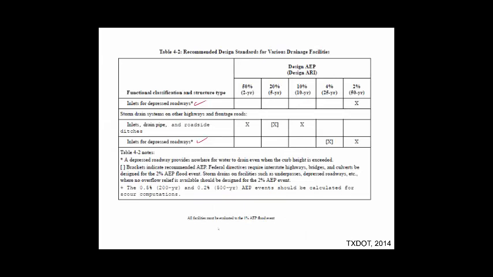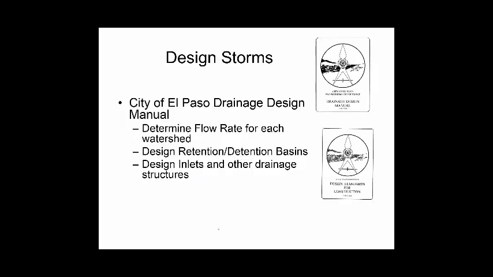Okay, so you need to check if it's not TxDOT property or highway. You need to look at the city design features, and we'll look at that. So you look at the El Paso drainage design manual to then determine the flow rate for each watershed. If you're going to design retention or detention basins and inlets and other drainage structures within the city, okay, not TxDOT. If it's TxDOT, you look for TxDOT, okay?